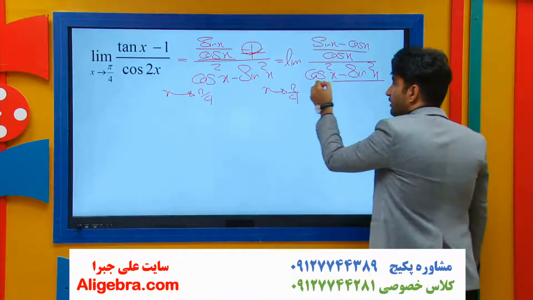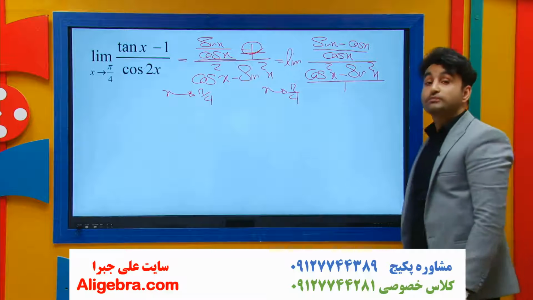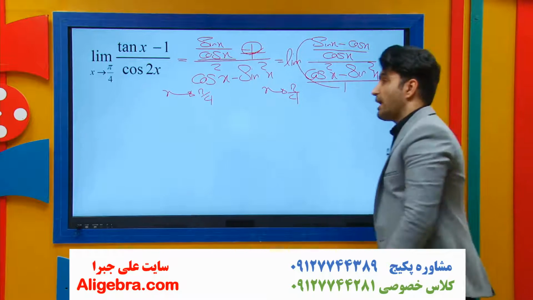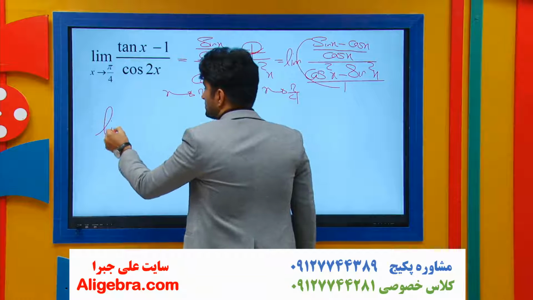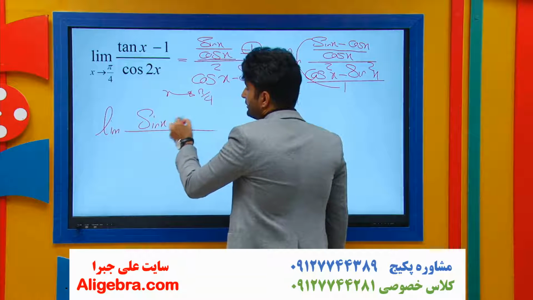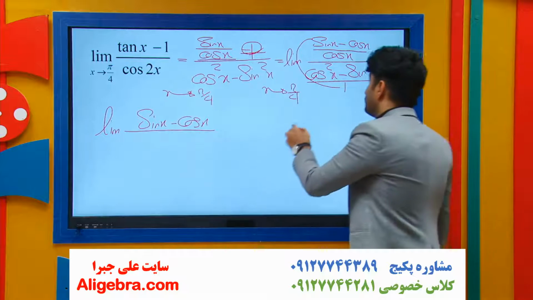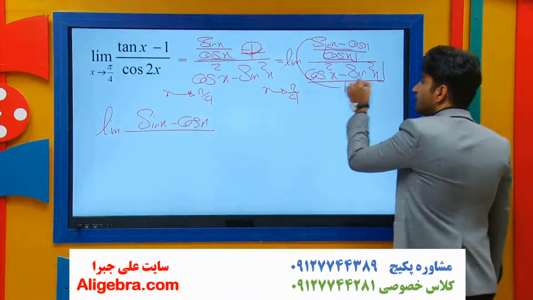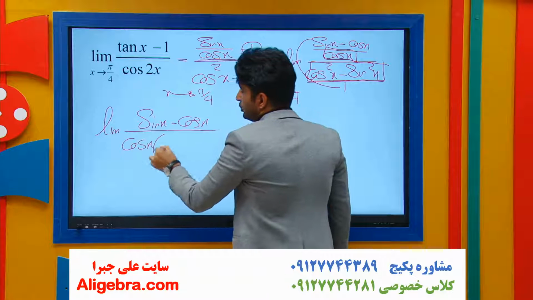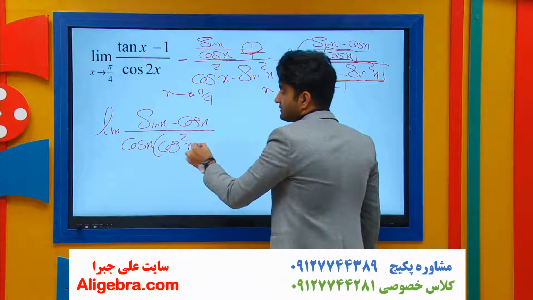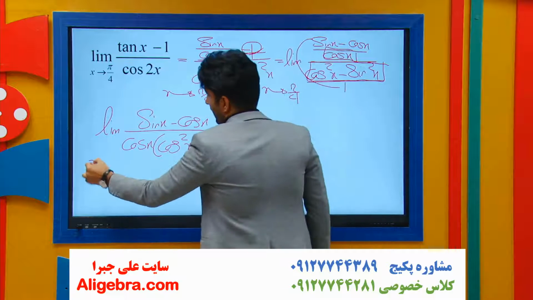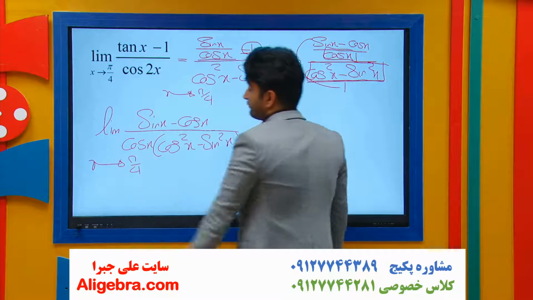The denominator of this expression is 1. So, the product of sine x minus cosine x and 1 goes on top. So, on top I have sine x minus cosine x. And the product of these two terms goes on the bottom. I have cosine x times cosine squared x minus sine squared x. Really difficult, as x approaches pi over 4.